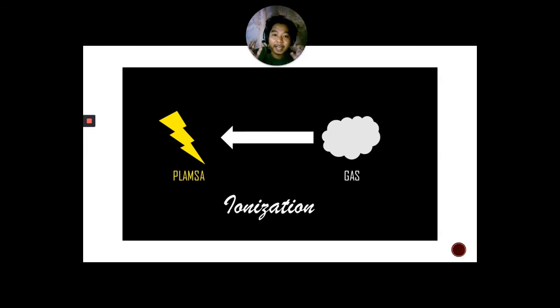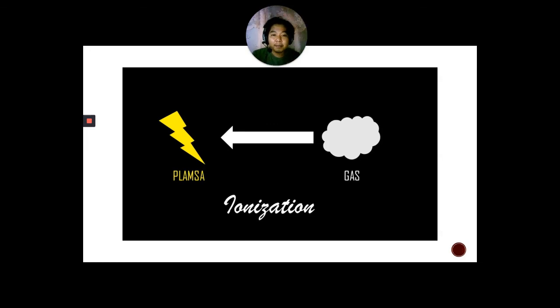Technically, we ionize them. We make them charged particles. That's the term for ionization. The process itself is called ionization. Now, question. What do you think is the process of returning the charged particles into a neutral atom, or technically making a plasma into a gas form?